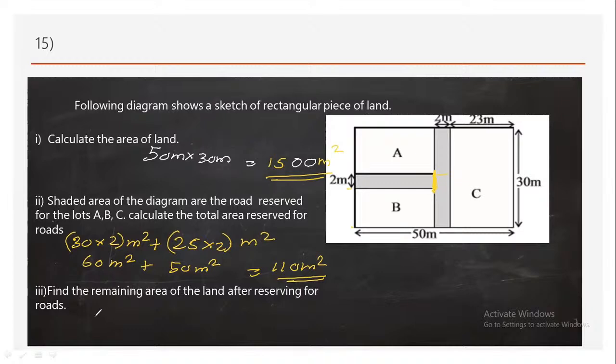So from 1,500 square meters, we have to subtract 110 square meters. So after reserving for the roads, how much is remaining? 0 subtract 0, 0. 10 subtract 1, 9. 4 subtract 1, 3. 1. 1,390 square meters.